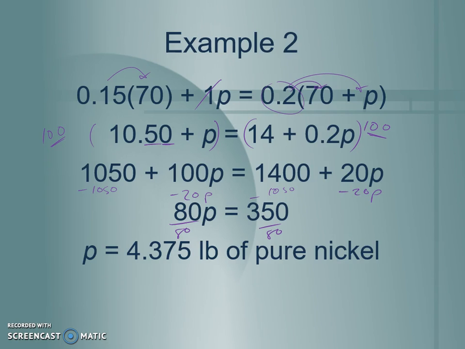So let's just ask ourselves real quick, did we answer their question? They said how much pure nickel must be melted with 70 pounds of nickel silver to make an alloy that is 20% nickel. Yes, because we said how much pure nickel do we need? We need 4.375 pounds of pure nickel. And then if you look at page 136 there towards the middle, you can see that they did check it and it does work out.